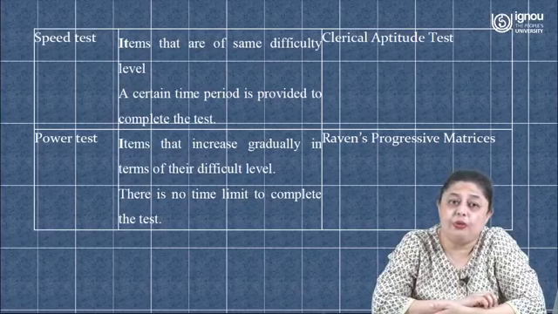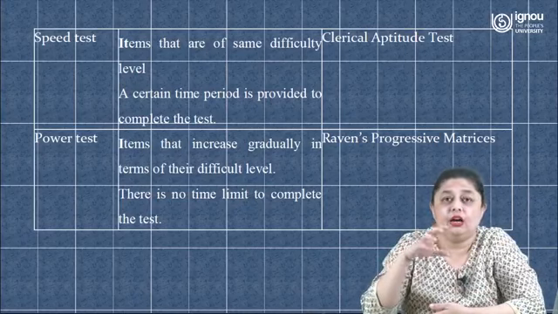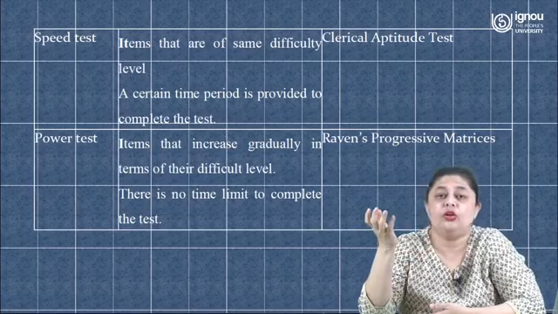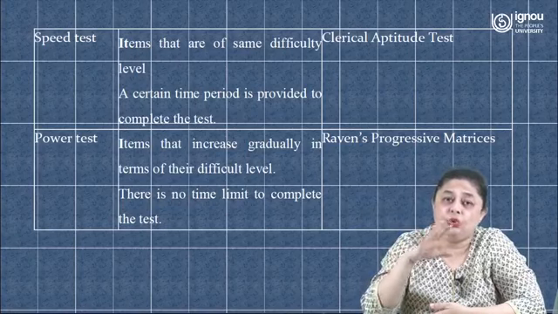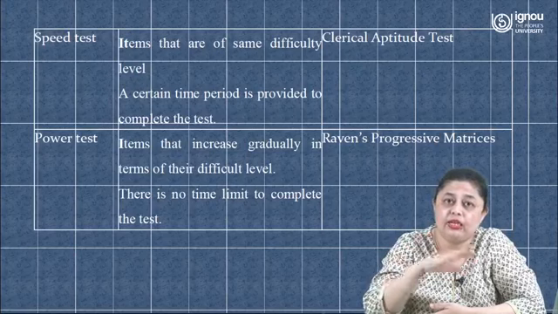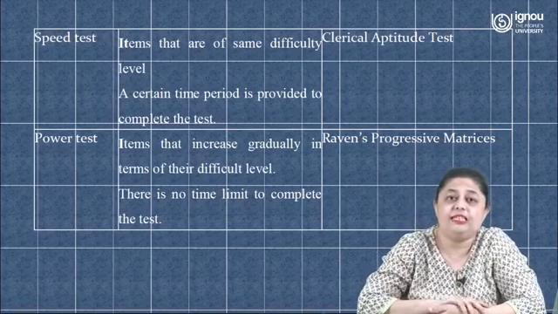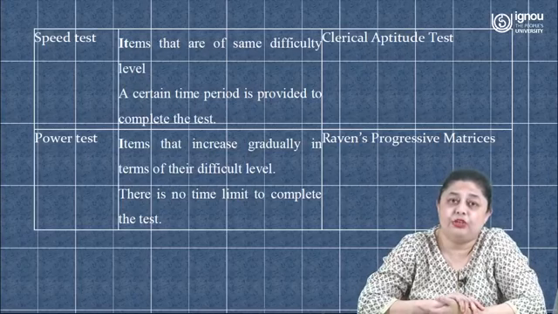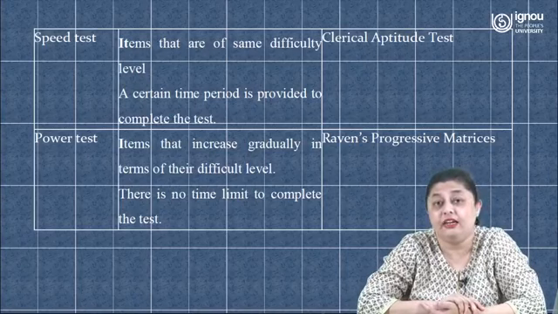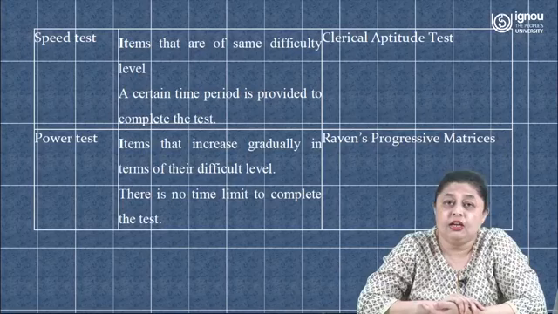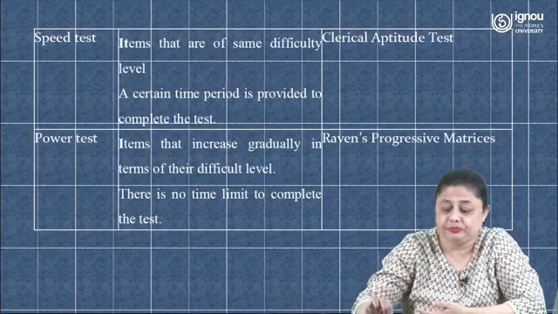Then you also have power tests, and in a power test you have items whose difficulty level gradually goes on increasing. Normally they don't have a time limit, but slowly the items become more difficult from less difficult. One example is Raven's Progressive Matrices, or for that matter any intelligence test. If you see, normally they are all power tests.